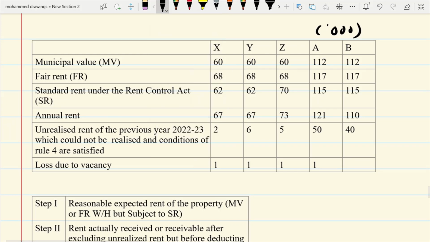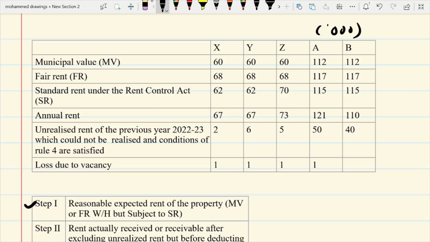So it is 60, that means 60,000, but we will take it now as 60 only for better understanding. Now with this information you have to find out gross annual value. Here municipal valuation, fair rent and standard rent under the Rent Control Act (SR) are given. From these three points you can find out the answer for step 1, which is reasonable expected rent.